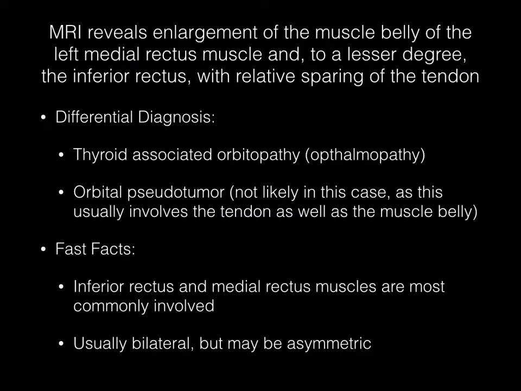Post-contrast axial and coronal MR images through the orbital region demonstrate enlargement of the muscle belly of the left medial rectus muscle and, to a lesser degree, the inferior rectus muscle, with relative sparing of the tendons. The differential diagnosis here includes thyroid-associated orbitopathy, or ophthalmopathy, and orbital pseudotumor, which is not likely in this case, as this usually involves the tendon as well as the muscle belly.